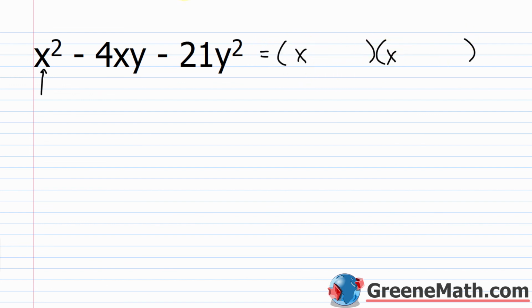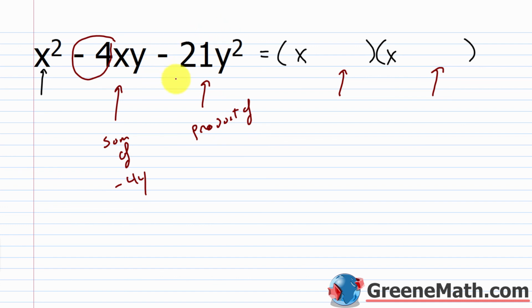Nothing else has changed. When you go to find these two positions here, now what I'm looking for is a sum of not just negative 4, I'm looking for negative 4y. I'm looking for a sum of negative 4y. Again, the original variable, the x squared, don't include that. But the other variable that's involved, you will include that. So in this case, that's a y, so you do negative 4y. Then I want a product of this whole thing here, negative 21y squared.